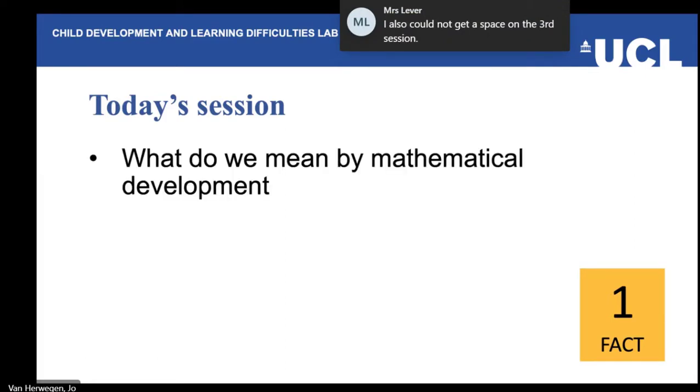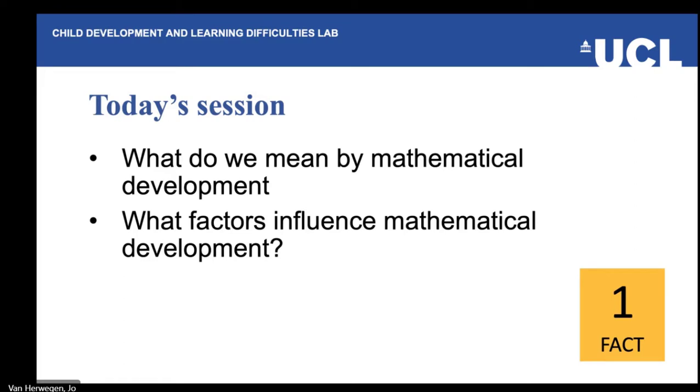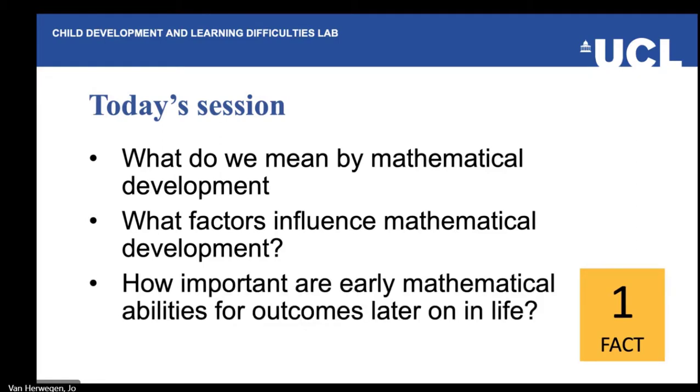So in today's session, I'll start talking a little bit around what do we mean by mathematical development, because that might mean different things for different people, depending on what ages of children you work with. We'll talk more about what factors influence mathematical development, and obviously I'll use evidence from current research for that, and then talk a little bit at the end around how important these early mathematical abilities that I'll be discussing are for outcomes later on.